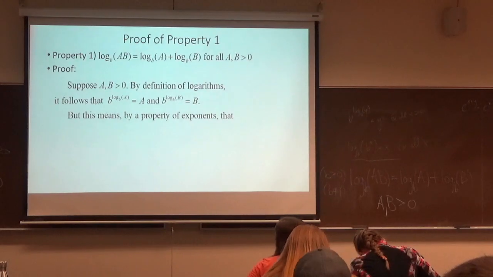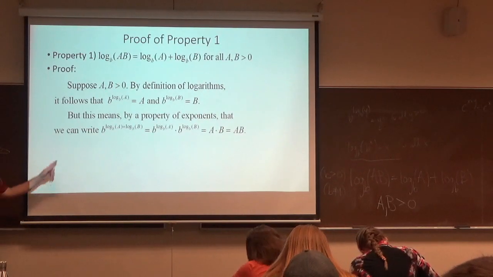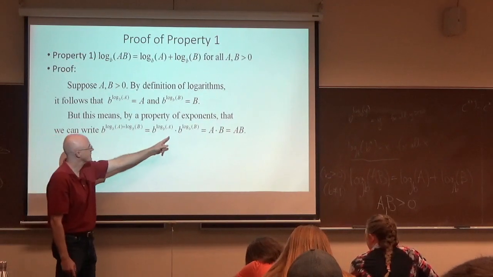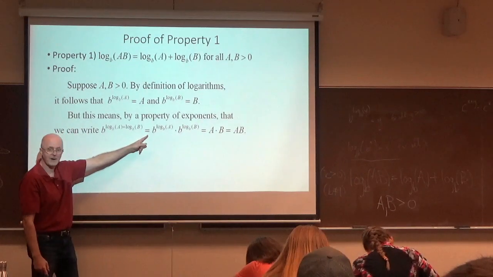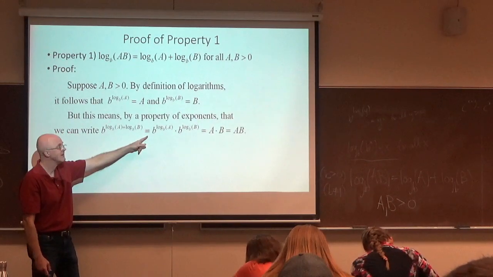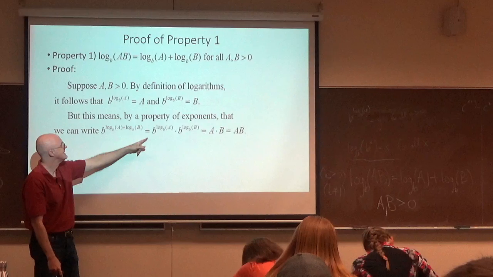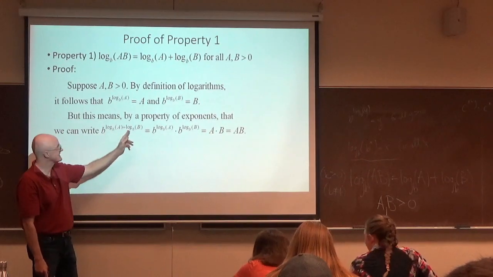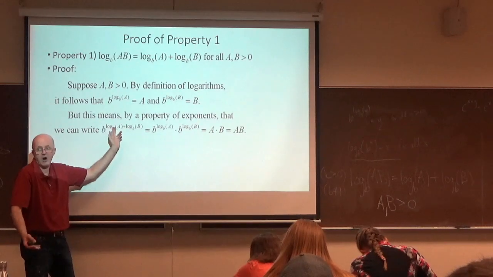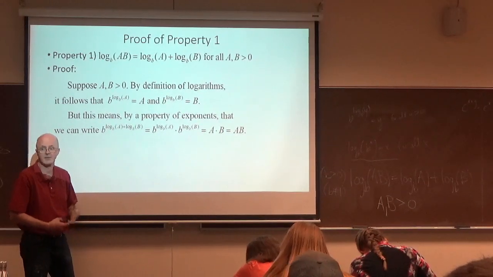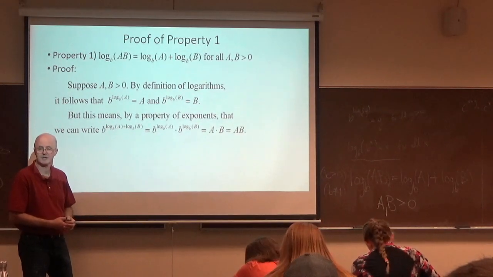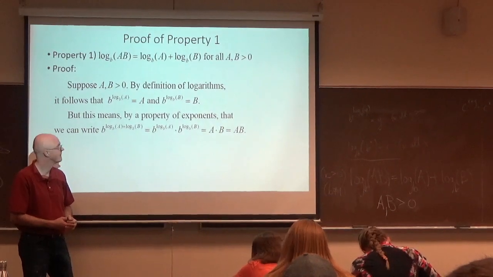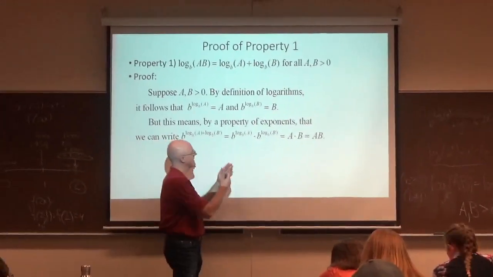But this means by a property of exponents that we can say this equation is true. That equality right there is the property of exponents, the exact one I just wrote on the board. Little b is playing the role of the c. This is playing the role of x. This is playing the role of y. You could even call these things x and y initially if you want to, if that helps. But you don't have to.